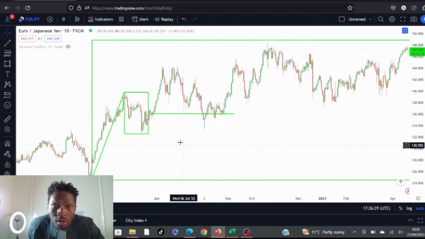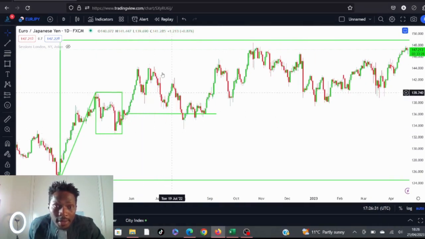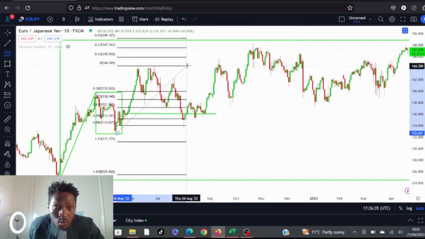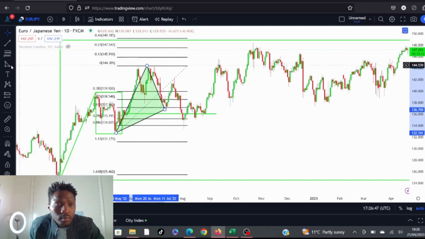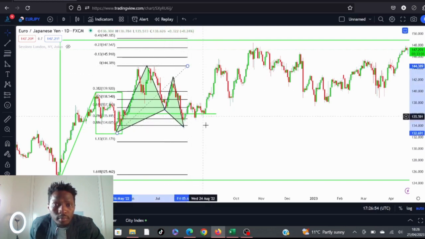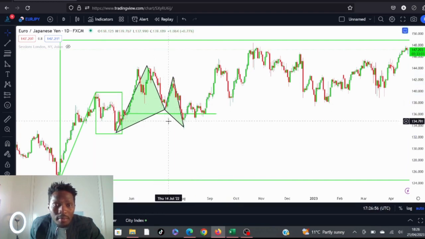But what you're also going to notice is the fact that we had an advanced pattern here. So I'm going to bring in my Fibonacci, swing high to swing low. We got the 50% retracement, so we got a bad pattern. So I'm just going to draw it out. As you can see, that is a winning bad pattern.